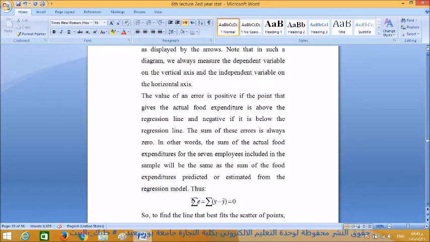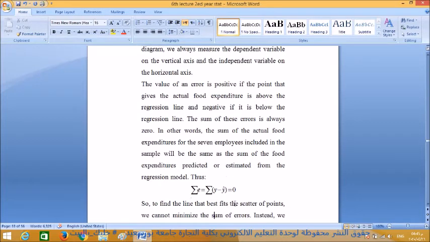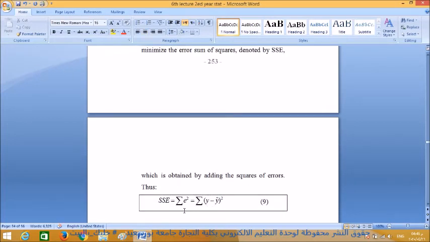So the summation of error means the summation of y minus y hat, where y hat is the estimated y, and this equals 0. Okay, so the regression line makes the summation of error equal 0. So we compute the squared differences, not the differences themselves. We minimize the squared differences, like this.